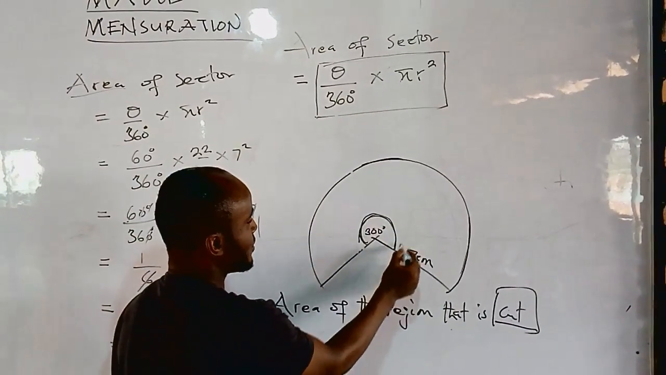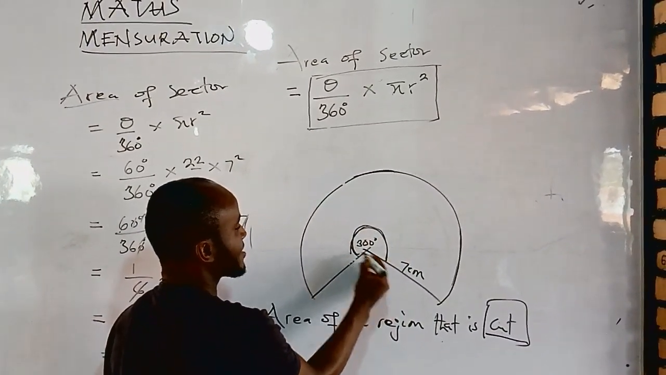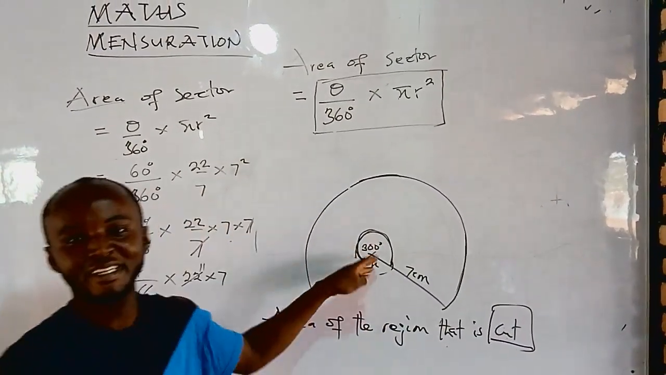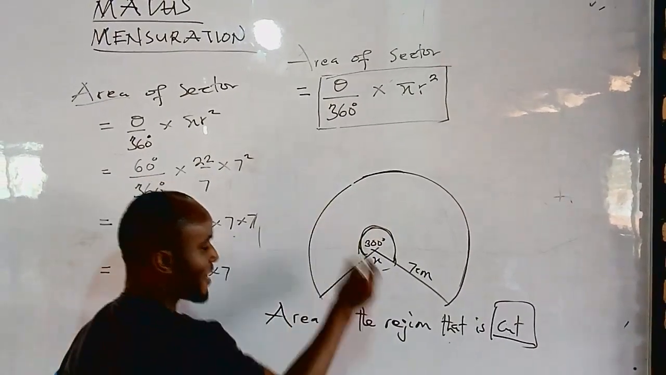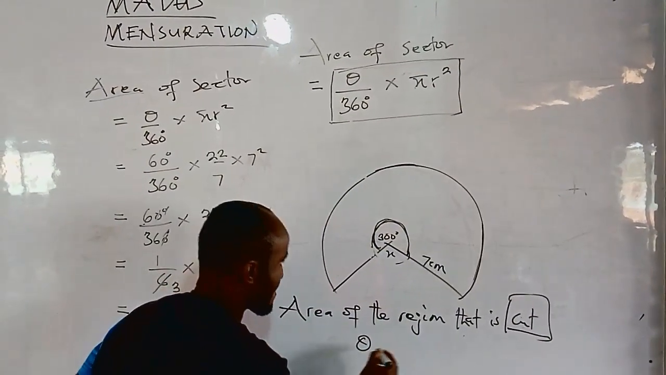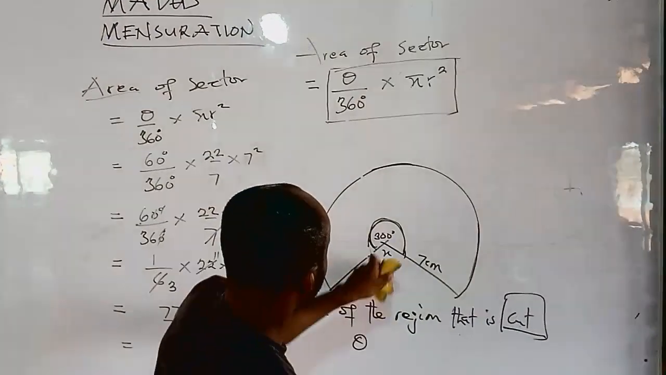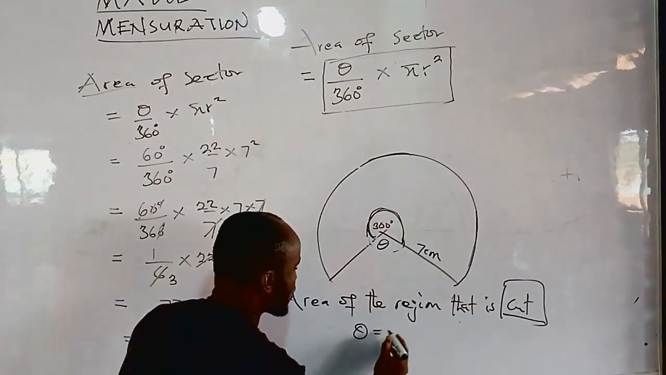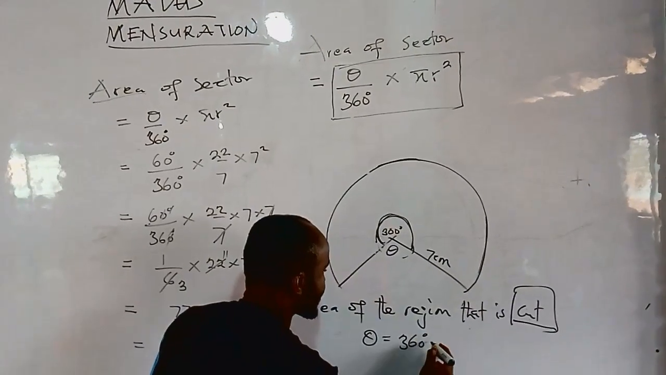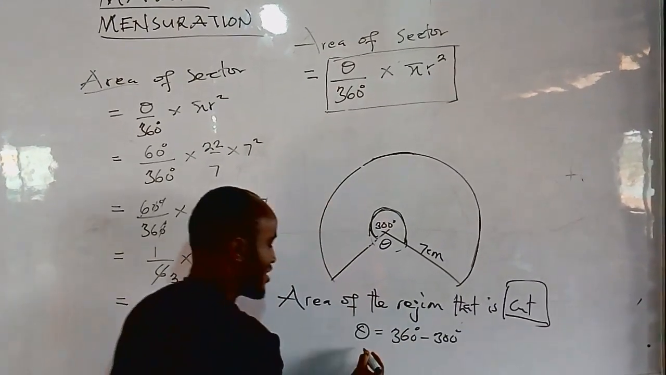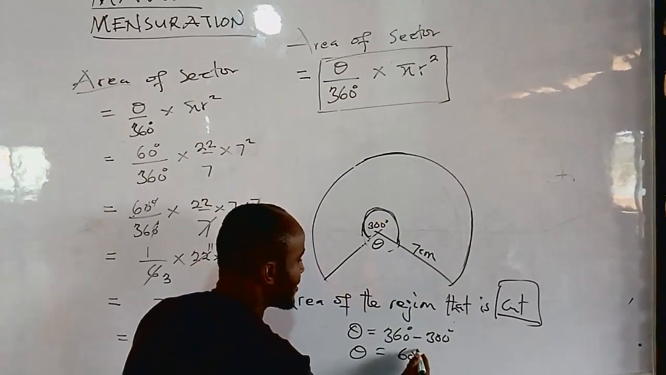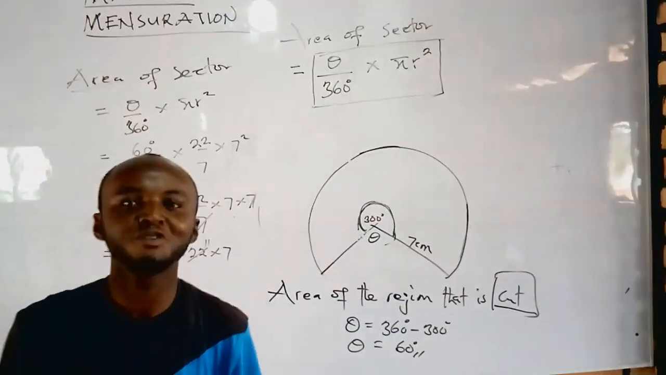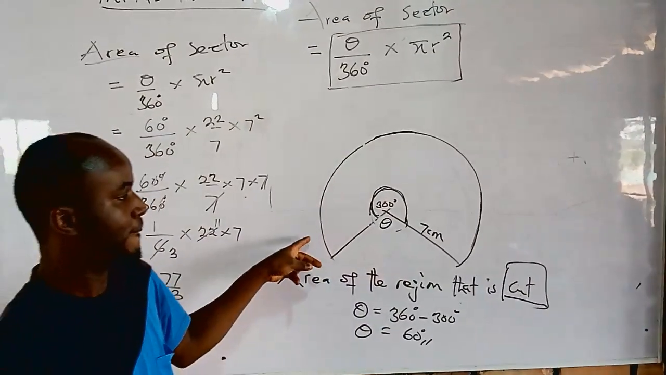Since they meet at a point, you can represent it by a variable x. You sum them and equate to 360 degrees. So you first find your theta. Let me use theta so that you don't get confused. The theta will be equal to 360 degrees minus 300 degrees, so that we get our theta to be 60 degrees. Are you seeing? You need to take notes about questions like this.